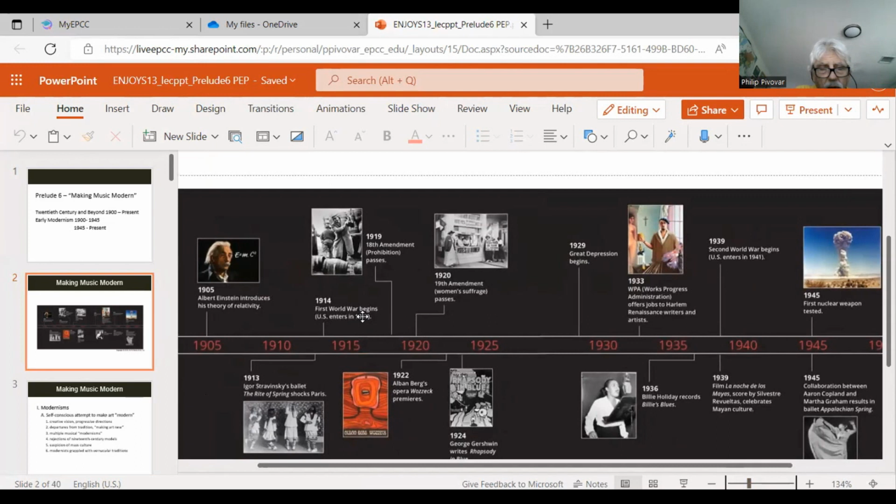All wars are pretty much senseless, but this was really senseless. Hundreds of thousands of soldiers died, millions perhaps. I will look at the actual numbers, but it's just this trench warfare, and toxic gases were used too. Anyway, it was pretty nasty. 1919, the 18th Amendment, prohibition passes.